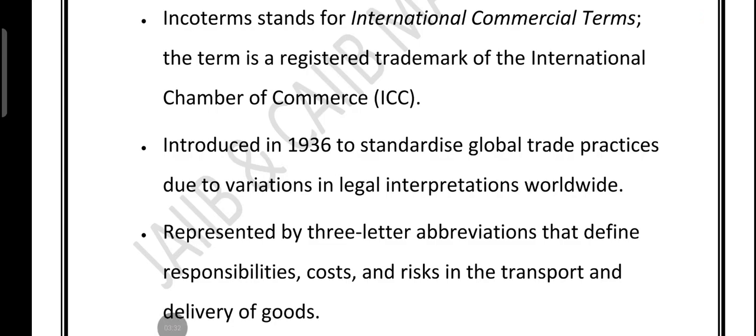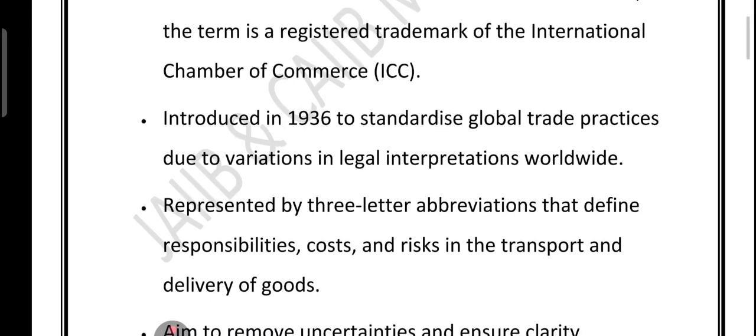Incoterms were first introduced in the year 1936 to solve a big problem. What was the big problem? Different countries had different ways of interpreting trade rules. This caused confusion, delays and disputes. So ICC stepped in to make one global standard.